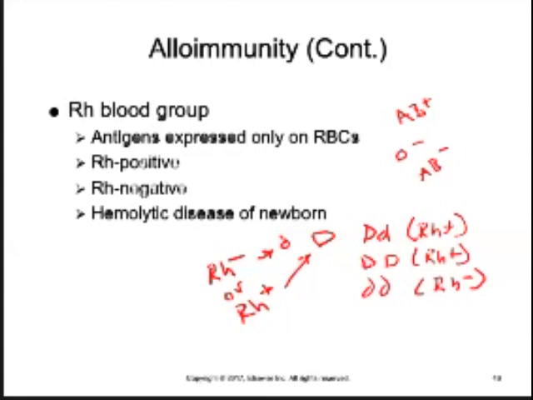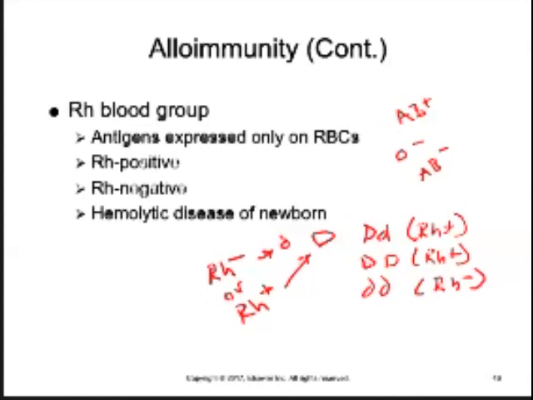Because at birth, when the placenta is torn from the uterus, there's a mixture of the child's blood and the mother's blood, and then she's going to generate Rh antibody at that point. If she has a second Rh positive child, her antibodies can cross the placenta and get into the baby's blood and rupture the baby's red blood cells and potentially kill the child.